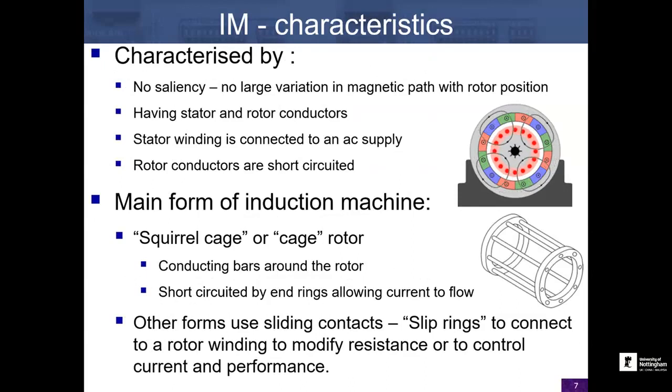So moving on from general AC windings into induction machines, the key characteristics of an induction machine are they don't have any saliency, they don't have huge variations in the magnetic path with rotor position, they have stator and rotor conductors, so they need some kind of path on the rotor for currents to flow. The stator is going to be fed with an AC supply, while the rotor conductors are short-circuited to allow the circulation of currents. So we have a good visual representation on the top right there, showing basically a 4-pole machine with 4 magnetic poles there.